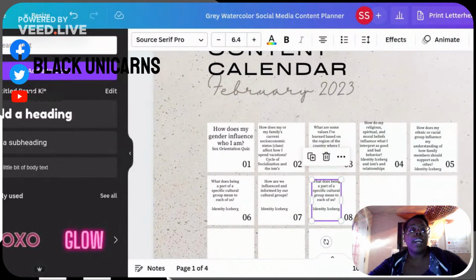How do we check our cultural lenses that overtly or covertly influence our norms, behavior, assumptions, and expectations? That's a big day right there. You see what I'm saying? How do we check our cultural lenses?